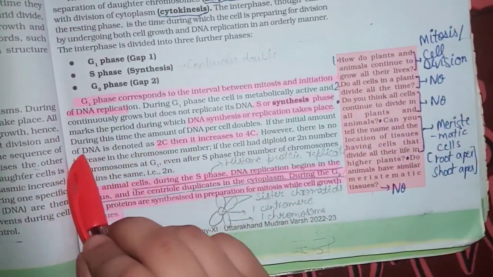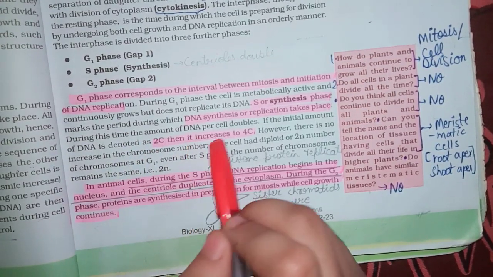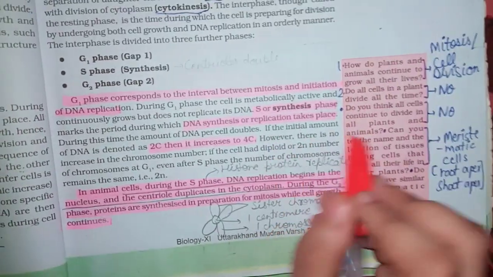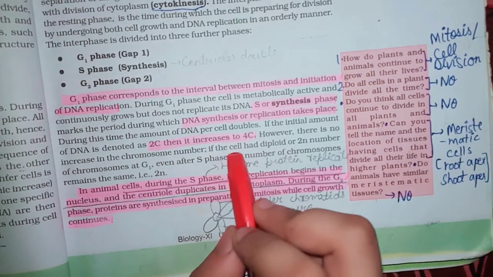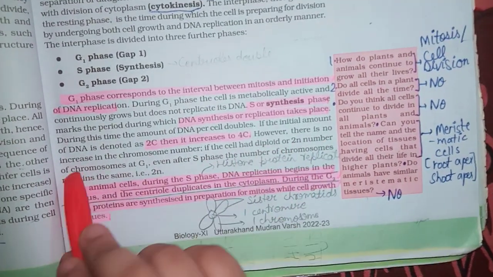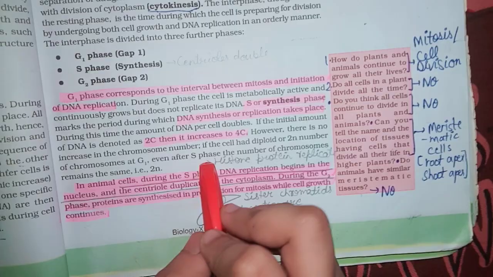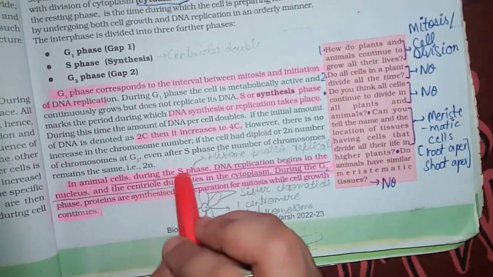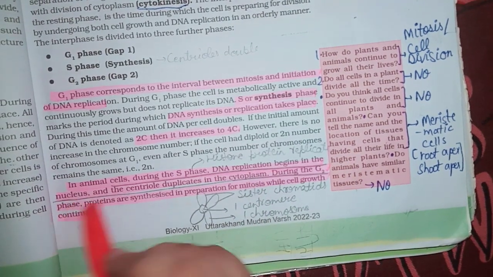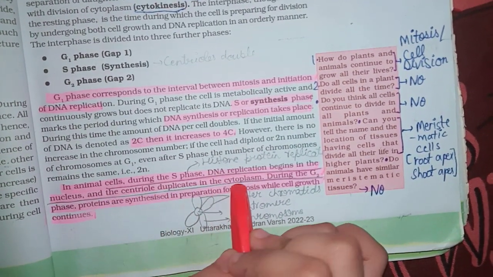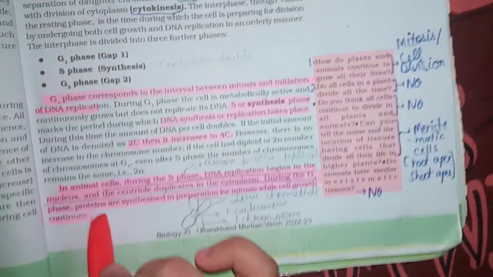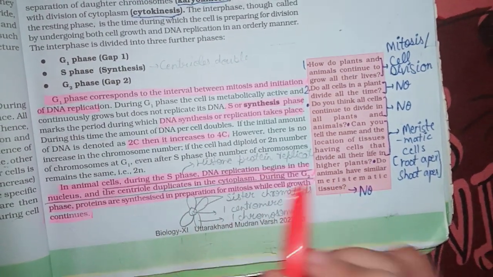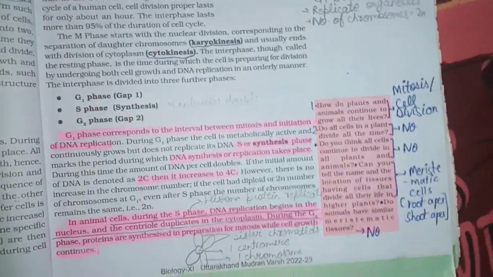If the initial amount of DNA is denoted as 2C, then it increases to 4C. However, there is no increase in the chromosome number: if the cell had diploid or 2n number of chromosomes at G1, even after S phase the number of chromosomes remains the same, that is 2n. In animal cells during the S phase, DNA replication begins in the nucleus and the centriole duplicates in the cytoplasm. During the G2 phase, proteins are synthesized in preparation for mitosis while cell growth continues.